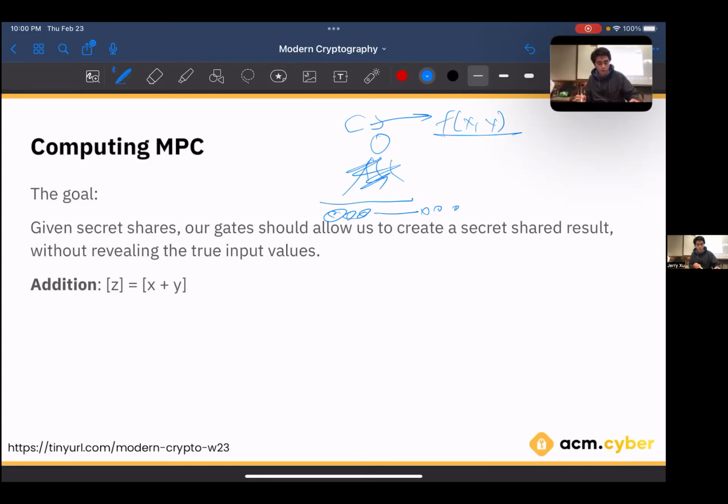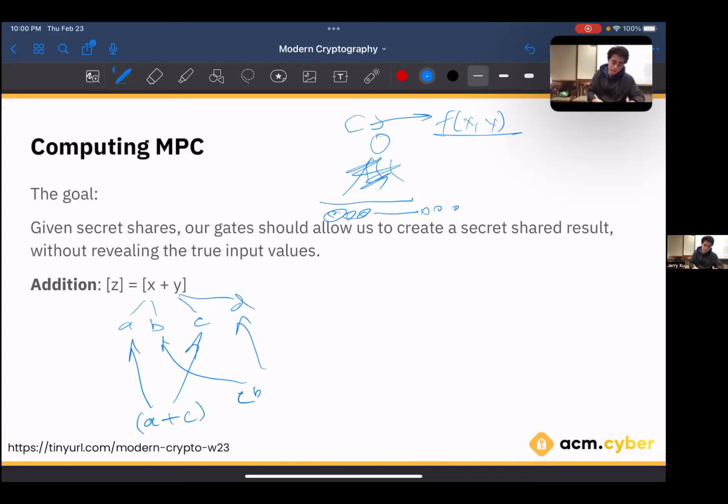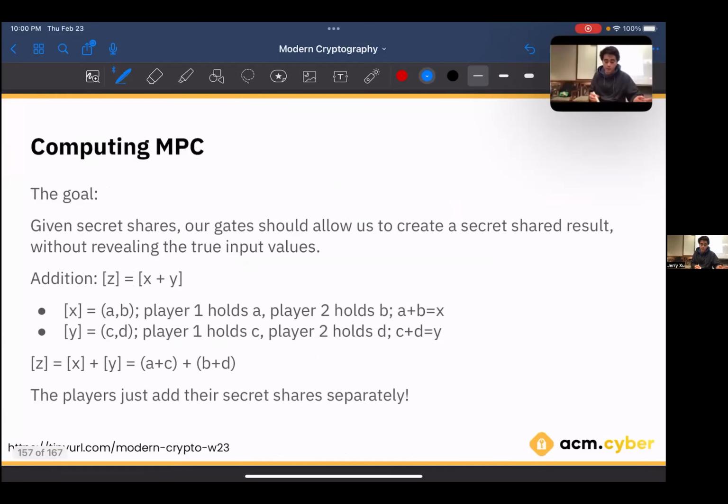So for the addition gates, X is shared between player one and player two as A and B, and Y is shared as C and D. So player one has A and C, and player two has B and D. And we want additive secret sharing. So we want them to each hold secrets that add up to Z. Essentially, we're going to make player one's share A plus C and player two's share B plus D. And that'll be it. That's the secret share. Really easy. They don't even have to communicate to make this work.